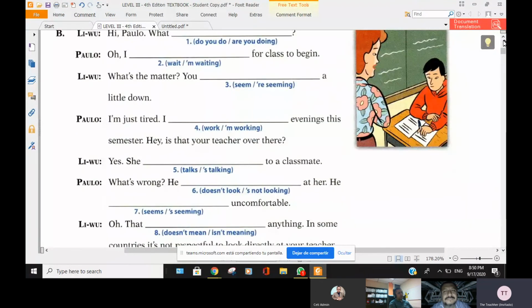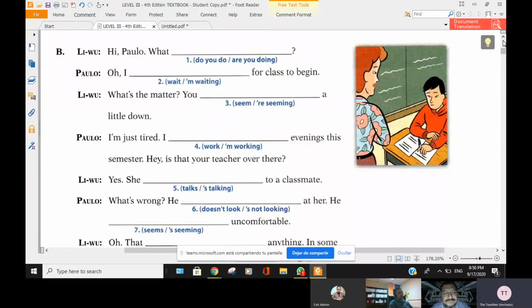Yeah. All right. Let's continue then. Who wants to be Liwu and Paulo? Okay. I can be Liwu. Okay. Hi, Paulo. Mr. Daniel. What are you doing? Correct. Oh, I am waiting for class to begin. Excellent. Okay. What's the matter? You seem a little down.